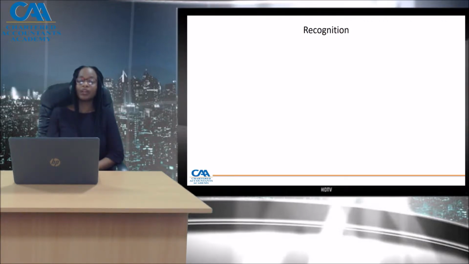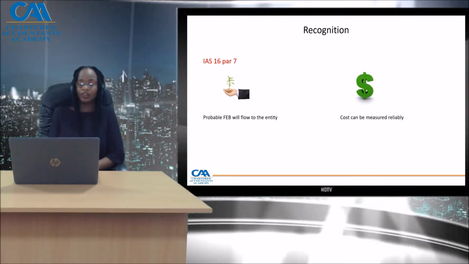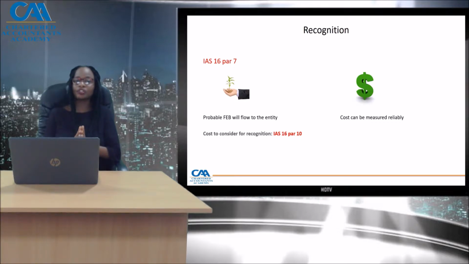Moving on to recognition. So when does an entity recognize property, plant and equipment in its books? An entity will recognize property, plant and equipment in its books as per paragraph 7 of IAS 16 if it is probable that they're going to receive future economic benefits from using that asset, and they can actually reliably measure the cost of that asset. So I want us to focus on two different types of costs and discuss when we could consider them for recognition.